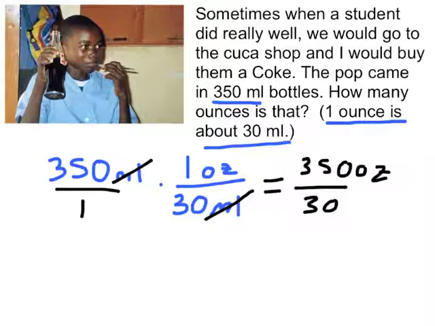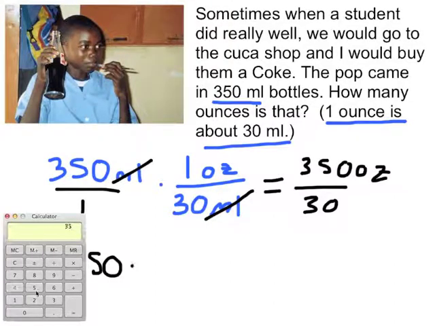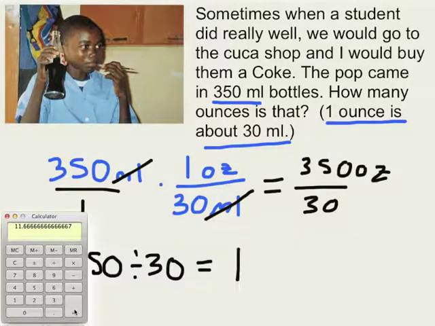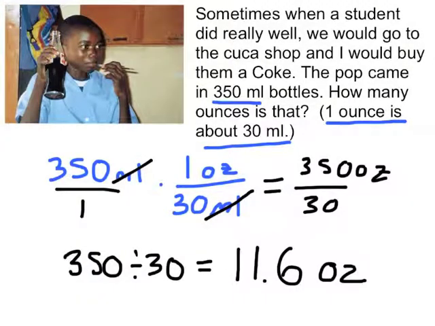So I'm going to divide. I've got 350 divided by 30 equals 11.6 ounces. So that 350 milliliter bottle that you see in the picture is 11 6/10 ounces.